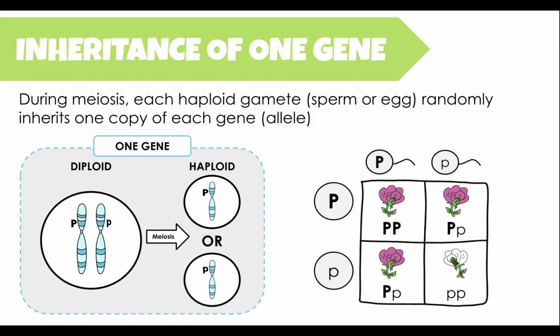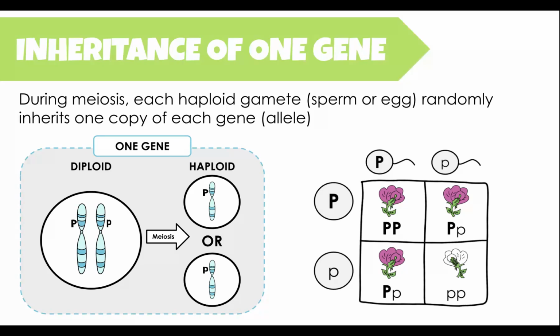In this example, the diploid cell might have the genotype big P, little p. So the haploid gametes potentially could have the big P allele, or they could have a little p allele. When it comes to predicting the inheritance of this trait for flower color, we can use a simple 2x2 Punnett square to predict the trait of the offspring.